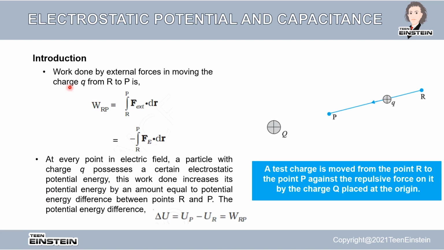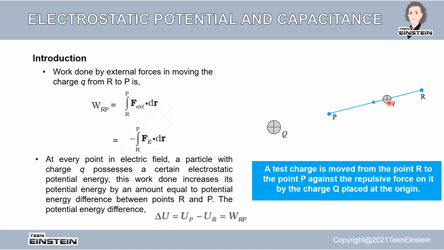So first, we are going to talk about work done by external forces in moving the charge q from R to P in this picture. Why do we need to talk about the work done here? It is because this is a positive charge. And in the previous chapters we studied the field exerted by a positive charge when another test charge is brought into its field, right? So there will be a force exerted by this capital Q on this small q.